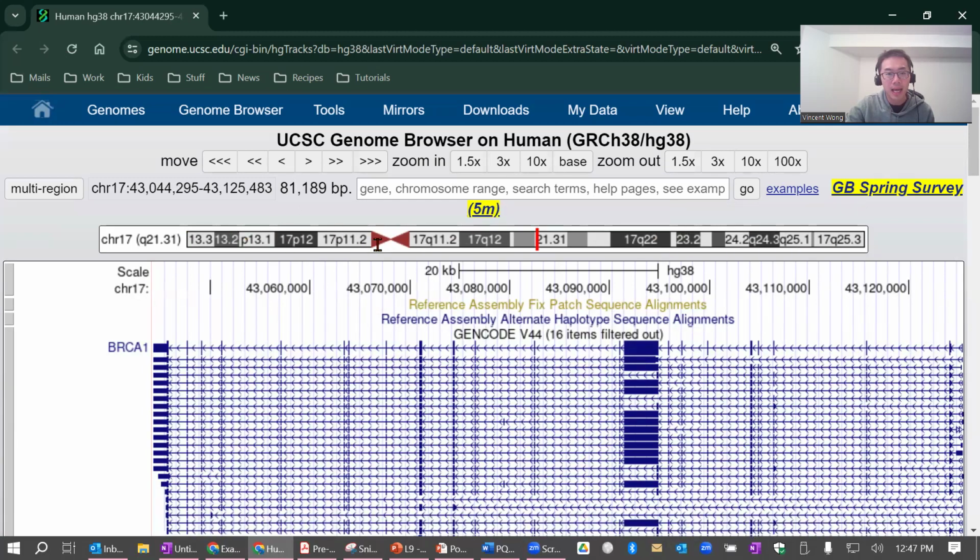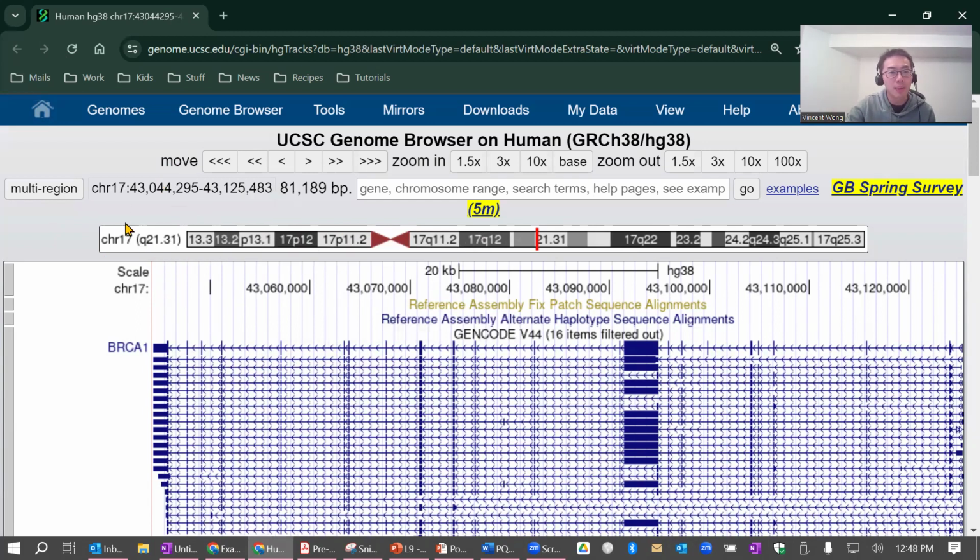And right here, that's the centromere. The shorter arm is the P arm, and the longer arm is the Q arm. So the location is right here. It's in a location called the locus of a gene. It's Q21.31. You don't really have to know what that means.